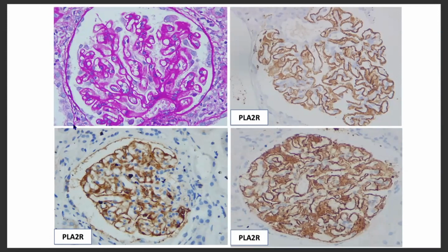It comes with experience, it takes time, but it's an important point for beginners to note that even if you're seeing brown staining in a case of some glomerulopathy, it is not necessarily membranous. So PLA2R is not used to diagnose membranous GN. It is always used to detect the antigen-antibody complexes, and the pattern will define whether the staining is significant or not.